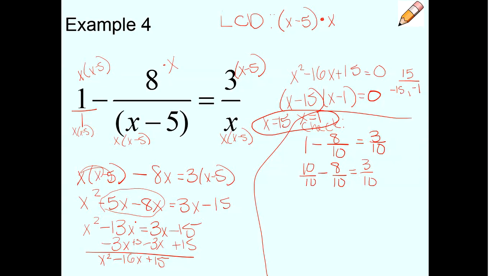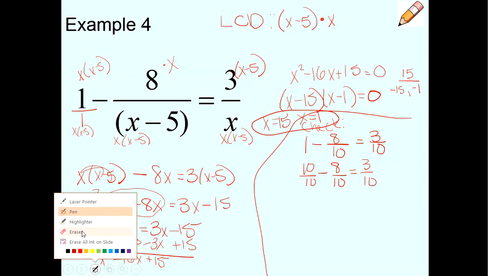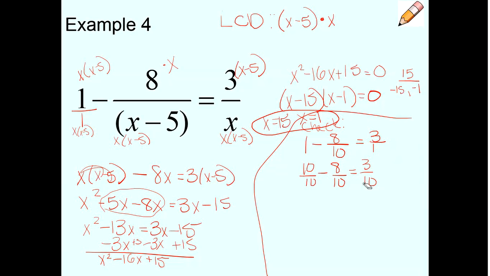Oh, not 10. Hold on. The math is not with us today. This should be 15 because my x is actually 15. There we go. So this is technically 2/10, right? And then I can simplify this down to 1/5, which 2/10 does simplify down to 1/5. So 15 does check out.